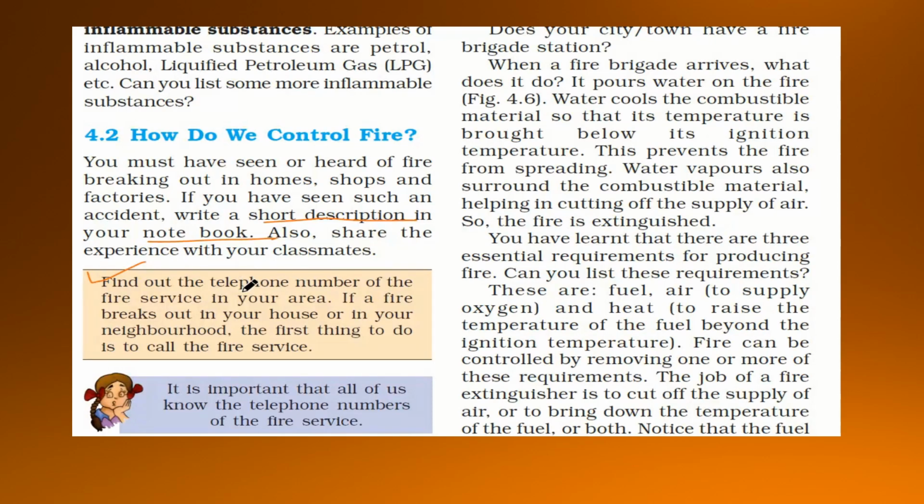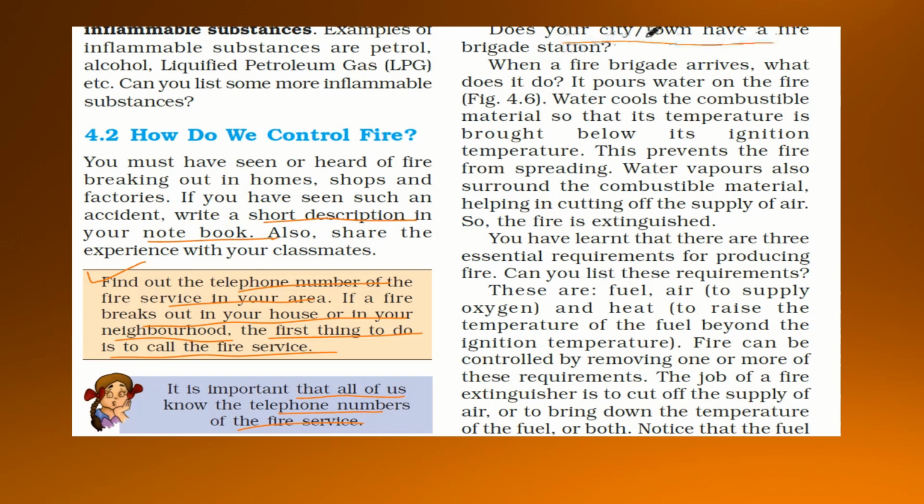Now find out the telephone number of the fire service in your area. It's very important that you find out the number of the fire service, and you should know it. If a fire breaks out in your house or your neighborhood, the first thing to do is to call the fire service, right? So it is very important for all of us to know the telephone number. Today, the first thing you should do after reading this is ask your parents what the fire service number of your city is, or the general fire service number we all know, right? Now, does your city or town have a fire brigade station? Just know the telephone number of the fire service in your area, so that in case of emergency you can call them.